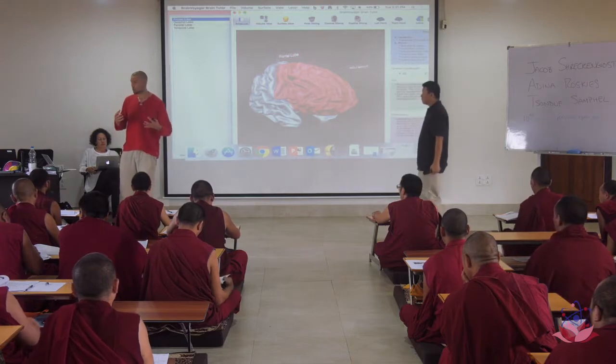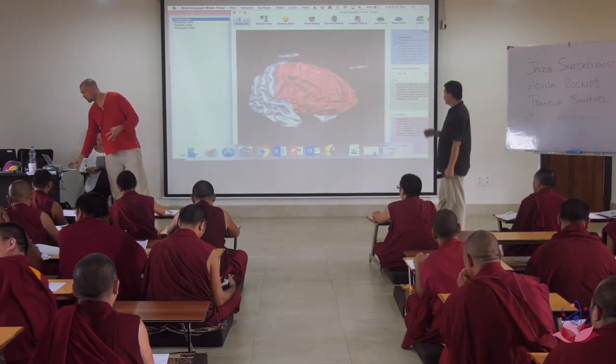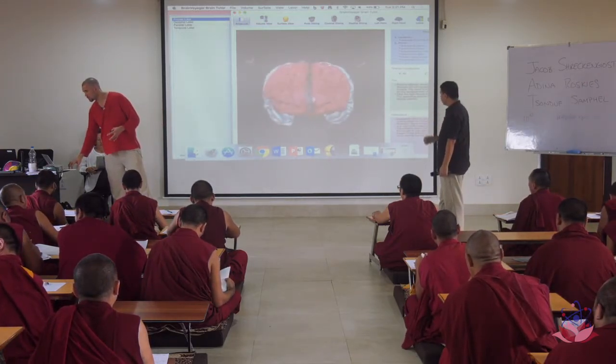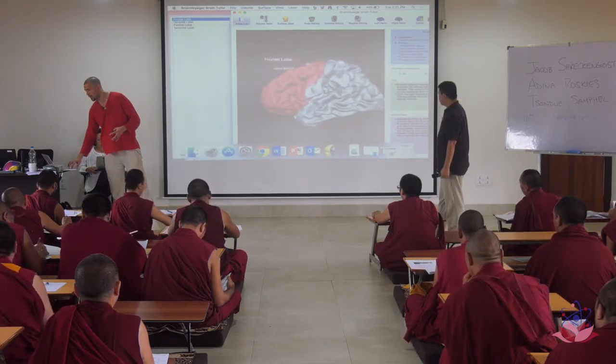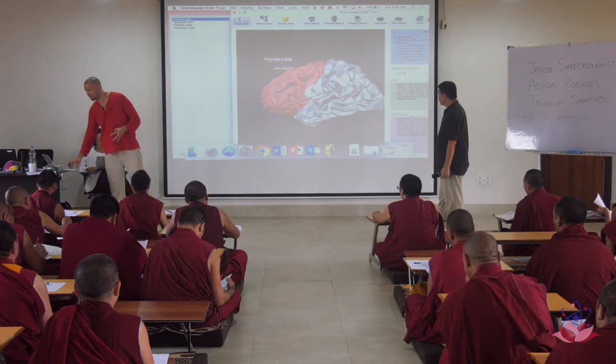So the first lobe that we're going to talk about is the frontal lobe, right? So this is the brain basically facing you head on, and then this is moving it to the side, and it's this area in the very front.